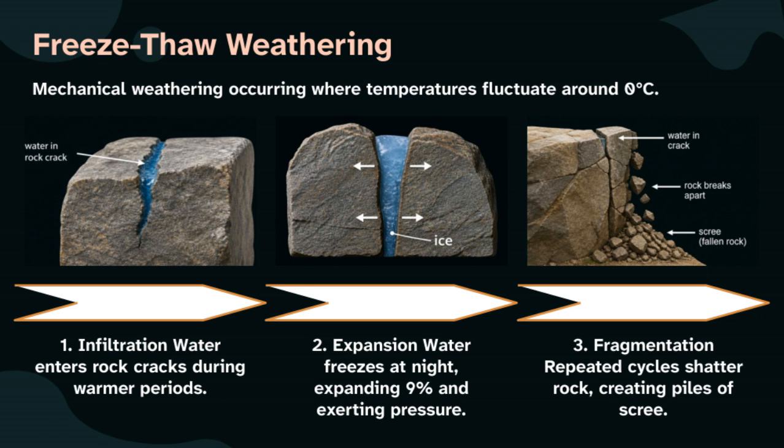Why would freeze-thaw weathering be less effective somewhere that is always far below freezing? Here's the model answer. Because the process needs repeated freezing and thawing. If temperatures stay below freezing all the time, water remains frozen and does not repeatedly enter cracks and refreeze.